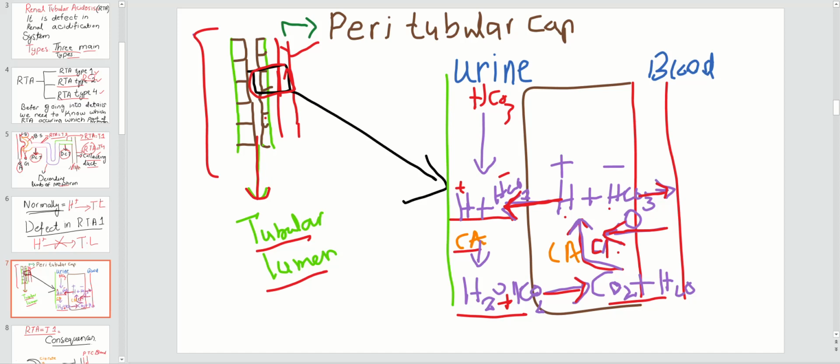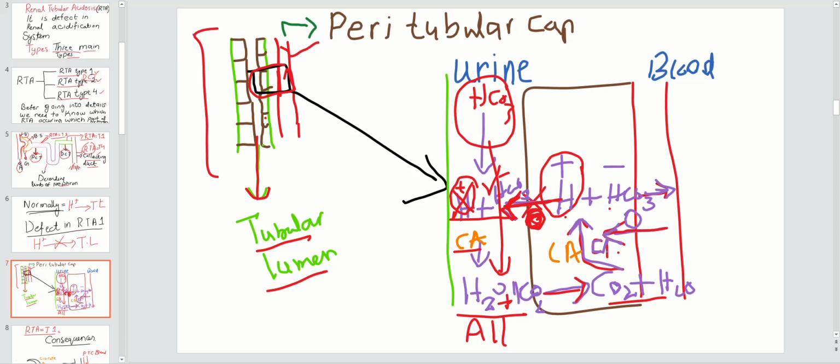Now what is happening when this hydrogen is not secreted into the tubular lumen? Over here I show the ATPase pump. When this hydrogen is not secreted into the tubular lumen, there is no hydrogen available to combine with bicarbonate, right? So what is happening? This bicarbonate runs down into your tubular lumen and it makes your urine alkaline. That is pH greater than 5.5, right? This is what happens.